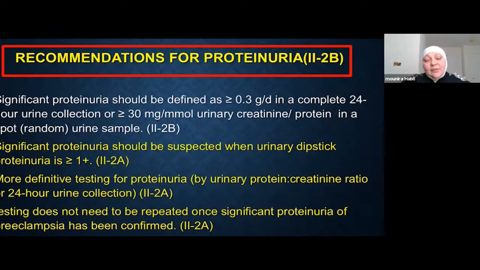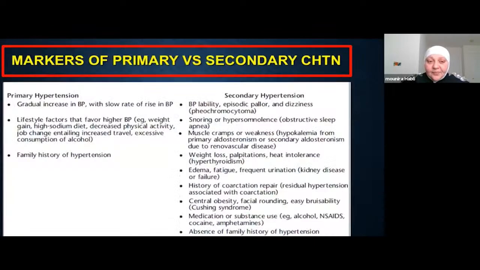What changed are these three upcoming points. One, significant proteinuria should be suspected when a urine dipstick is more than +1. A more definitive test for proteinuria, by urine protein creatinine ratio or 24-hour urine collection, should be done. Testing should not be repeated. Once you have confirmed significant proteinuria of preeclampsia, that's it. We should not repeat the proteinuria testing again.